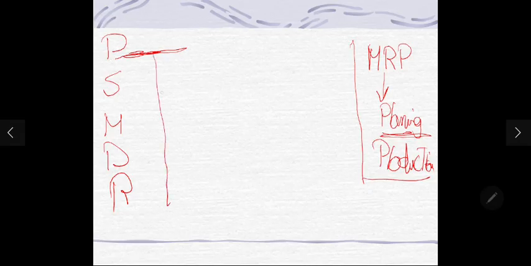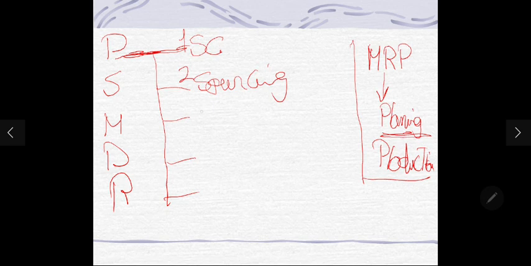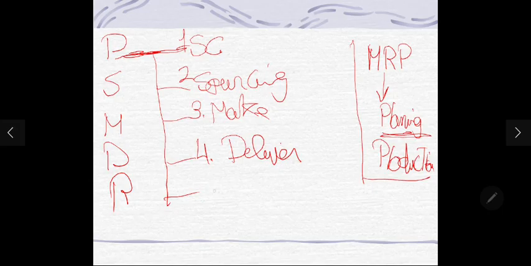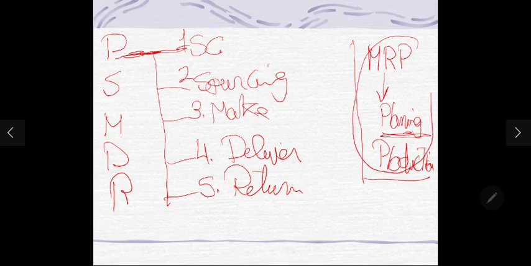P is divided, unlike the others, into 5 parts, or 5 subcategories, or 5 level 2. Either it's planning for the entire supply chain, or it's planning for the sourcing part. So this is 1, this is 2. Or if you're planning for make, or you're planning for deliver, or you're planning for return. The step that we're covering here is we want to analyze the material requirement planning for the production.